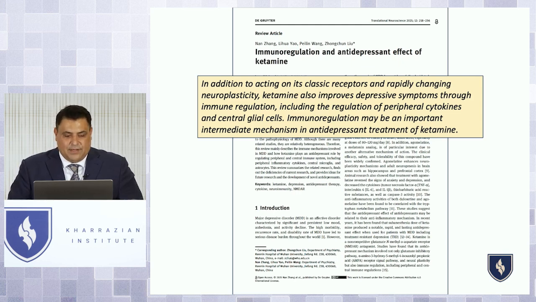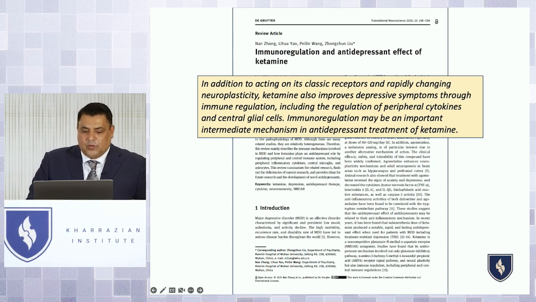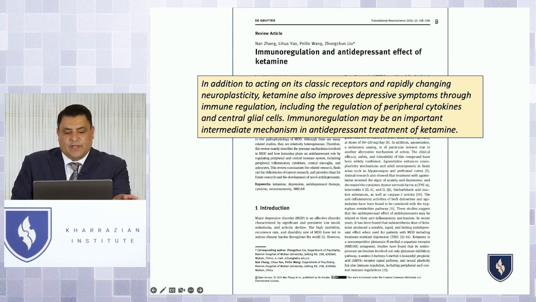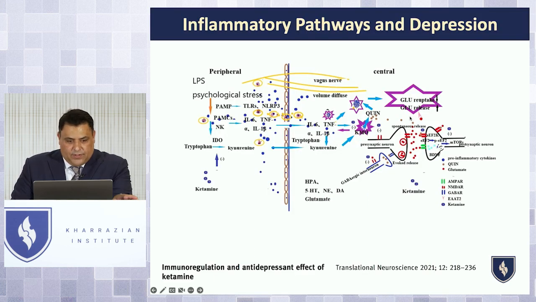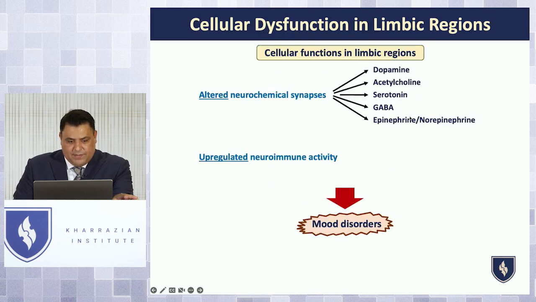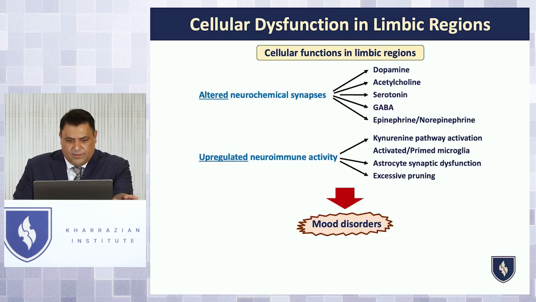And then this is the paper called Immunoregulation Antidepressant Effects of Ketamine. In addition to acting as a classic receptor and rapidly changing neuroplasticity, ketamine also improves depressive symptoms through immune regulation, including regulation of peripheral cytokines and central glial cells. So you can see, it's very well known that these inflammatory pathways are involved with depression.